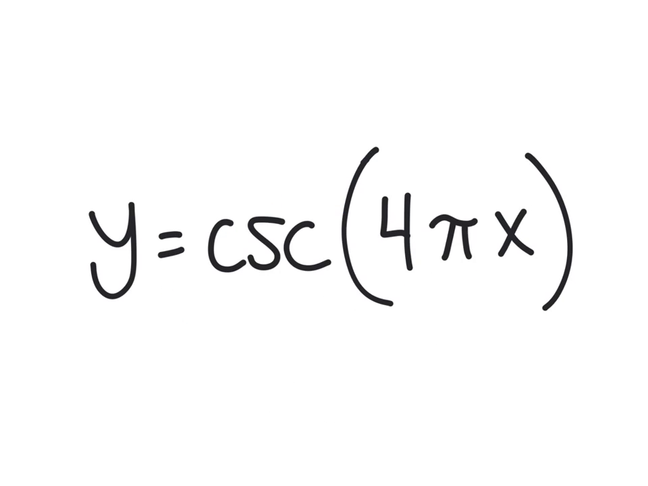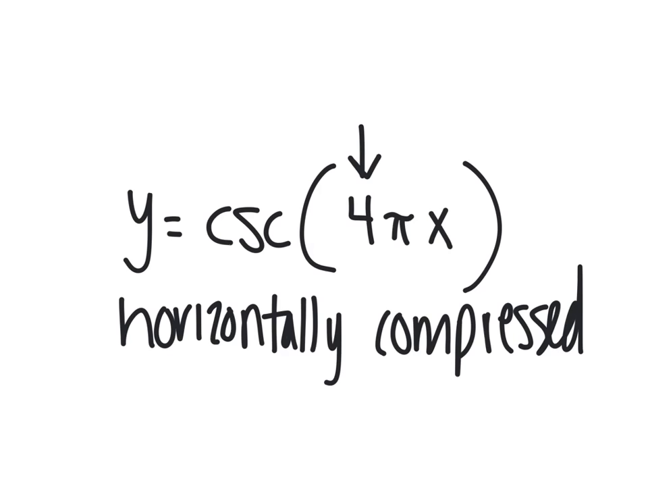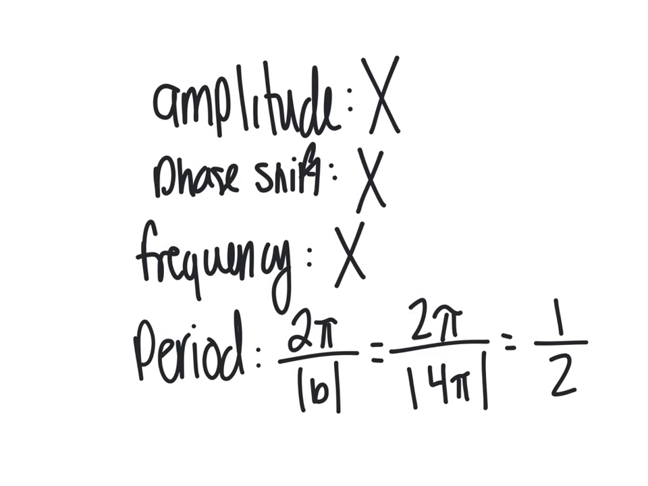My equation is cosecant 4 pi x. This equation is compressed horizontally because of the 4 pi in the parentheses. This function does not have amplitude or frequency because cosecant is not a wave and has vertical asymptotes. The period of this equation is 1/2 because it is 2 pi over the absolute value of b, and the absolute value of b is 4 pi. This function does not have a phase shift because there's no c in the equation.